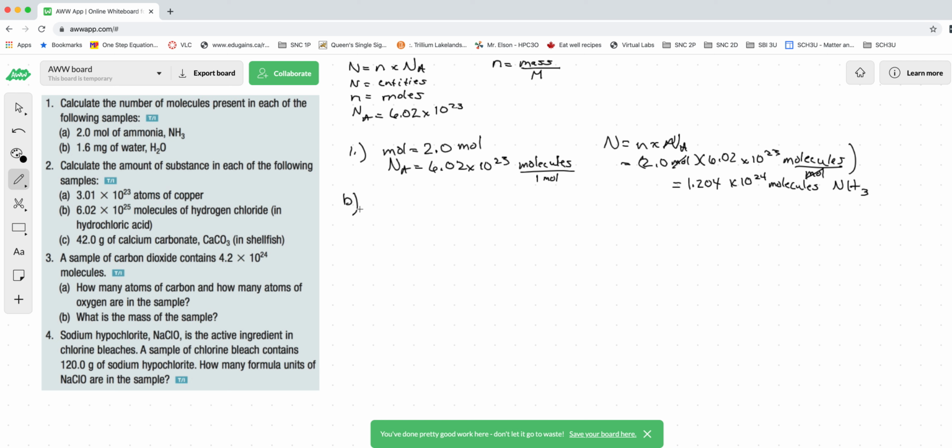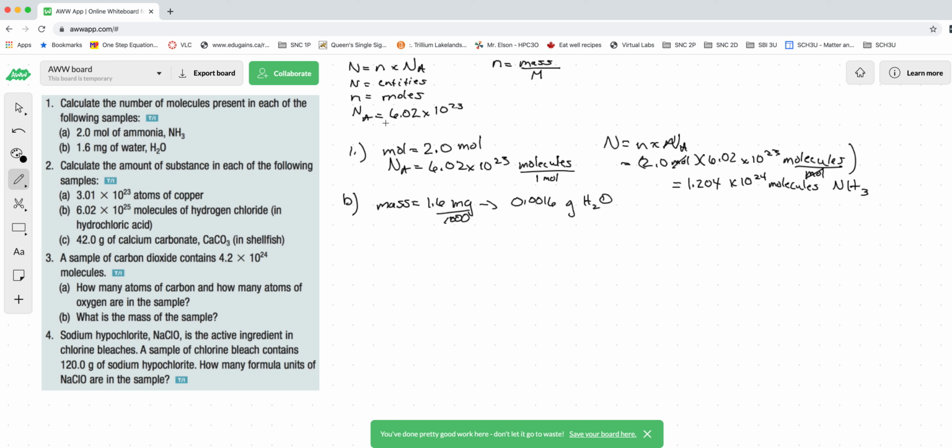I just realized that I misread this question, so that's okay. We have to do a little bit of extra work. This one gives us mass, and it's in milligrams. So we need to then change it to grams. And all you're going to do is move the decimal 3 places because we are dividing by 1,000. So it ends up being 0.0016 grams of water. We're trying to get to molecules, so it's a 2-step process.